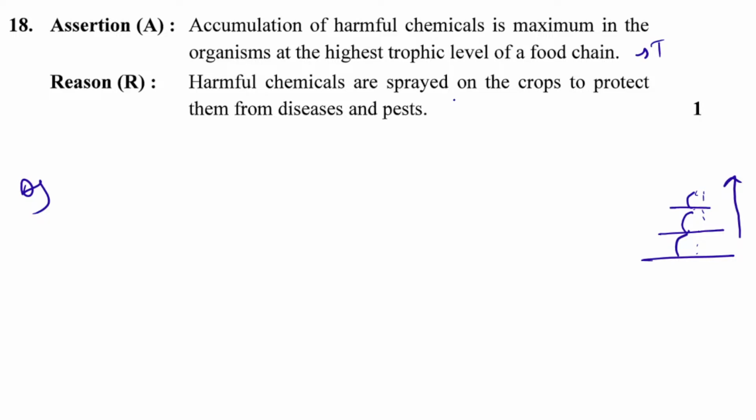Harmful chemicals are sprayed on the crops to protect them from diseases and pests. This is also true, but these two are not related to each other. It is maximum, but this is not clearly explaining why it is maximum. So the answer should be B here, where both are true, but it is not a correct explanation of A.